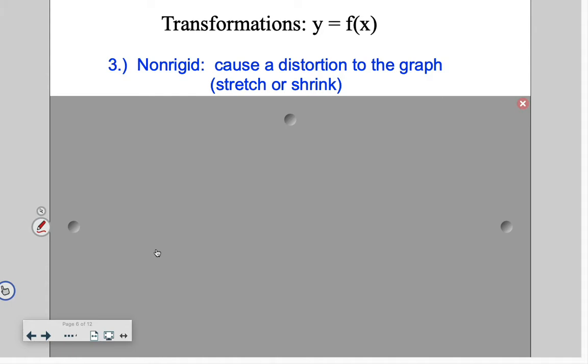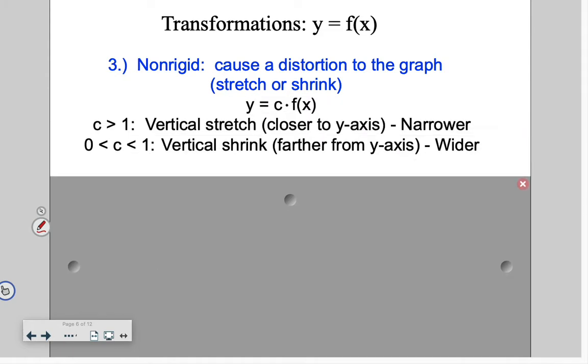It could be kind of the same idea with a horizontal. If you take a parabola and stretch it horizontally, it widens out. If you compress it horizontally, if you're squishing it, then all of a sudden it's going to narrow. Okay? So here's how you know for each part. Here's your vertical stretch or shrink.